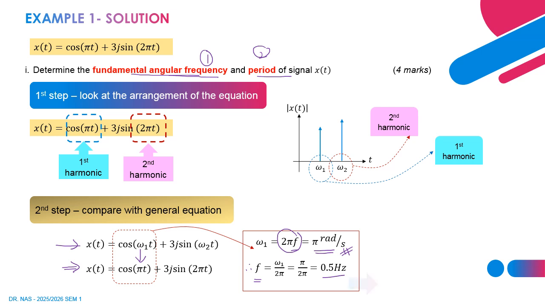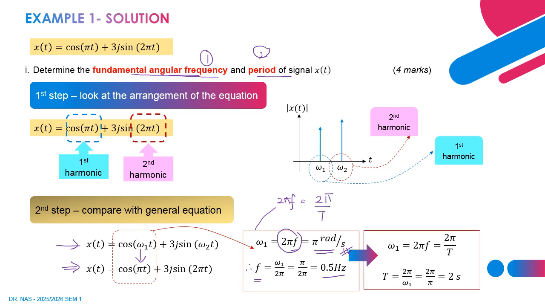So next you need to calculate the period of the signal. So from here, omega equals 2 pi f, or it is also equal to 2 pi over T. So you can calculate your period. Okay, so T equals 2 pi over omega, in which it is 2 seconds. Don't forget to write the unit as well.